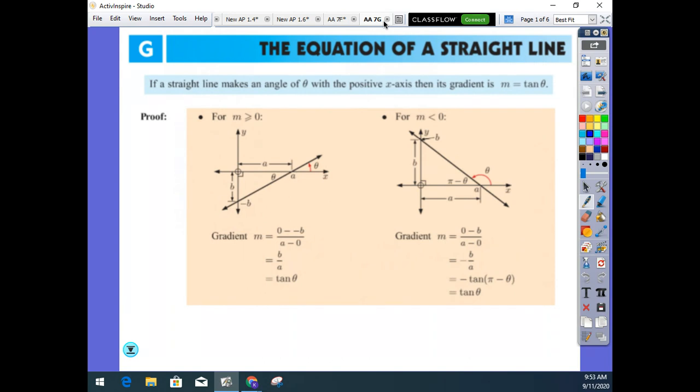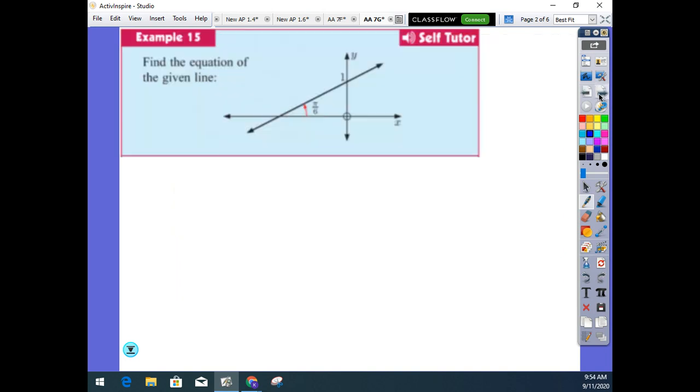First of all, the big thing is, if we are going to write an equation of a line, we need to know the slope. And if we're talking about trig functions, we're just using tangent, because remember earlier we said tangent is y over x, which is our slope. That's all I really want you to get out of this page. We're not going to talk about the proofs.